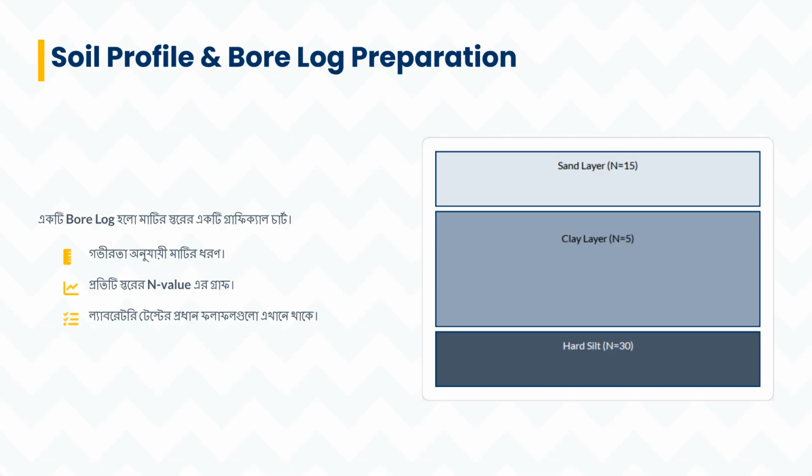A bore log is a graphical chart of the soil layers. It contains the soil type according to depth, the graph of the N value for each layer, and the main results from the laboratory tests.